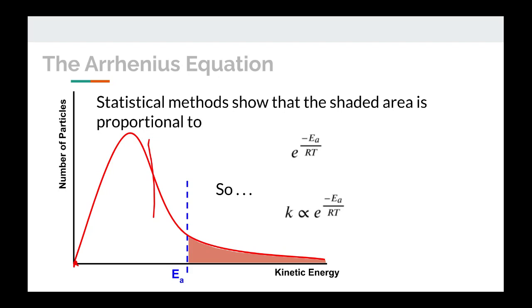But it turns out that if you use some statistical methodology, the shaded area in this graph is going to be proportional to e raised to the minus EA over RT, where R is the universal gas constant and T is the absolute temperature. And since k is proportional to the shaded area, that means k is proportional to e raised to the minus EA over RT. That's the activation energy divided by R times T.